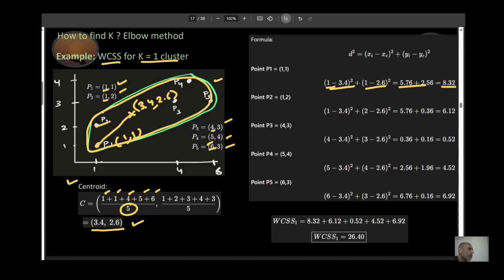Then you do the same thing with this point and this point and this point and then this point. So I calculate the distance over here, here, here, here, and here. So this is the distance squared, this one right here. Now you just add all the distances together. When you add all the squared distances, your answer will come out to be 26.40. So this is your WCSS when your k equals 1, in other words, when you have just one cluster.